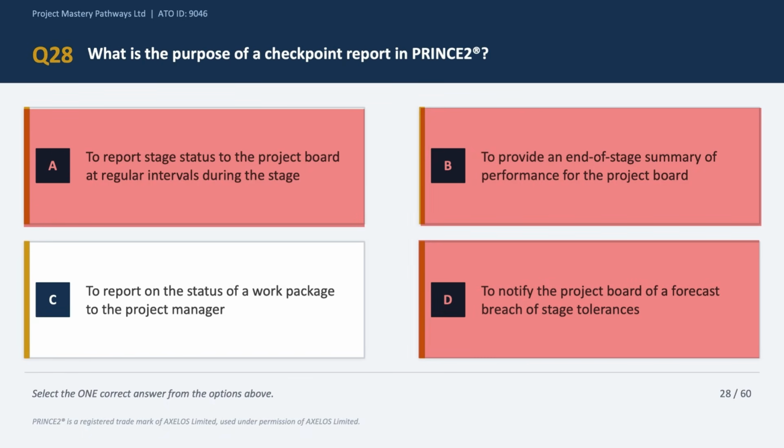Now option C says to report the status of a work package to the project manager, and that is the correct answer choice, because the checkpoint report flows from the team manager up to the project manager. It covers work package progress, products completed, and any concerns arising. So the project manager stays informed without micromanaging the team, whereas the team manager actually manages the teams and delivers the products. So the correct answer is option C.